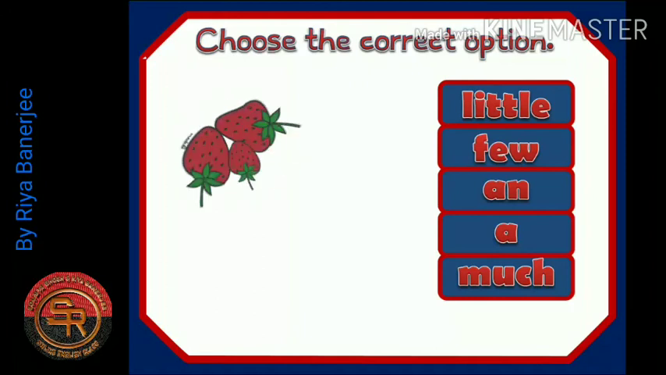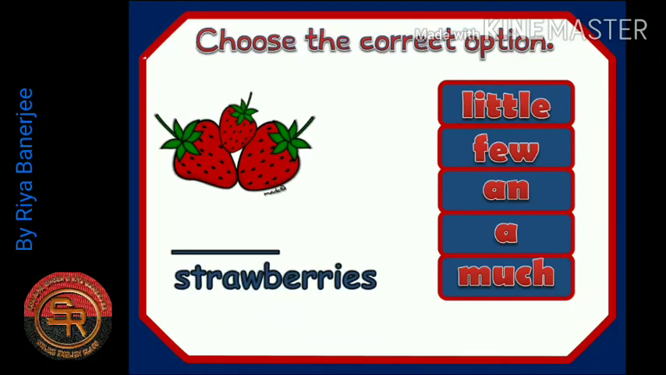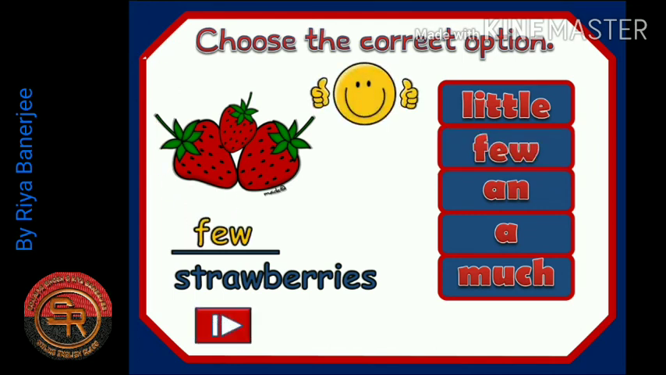Next example. Choose the correct option. Dash strawberries: little, few, and much. You can see there are three strawberries. The answer would be few, because few is used with countable nouns and little is used with uncountable nouns, just as we have seen in the example of little rice.